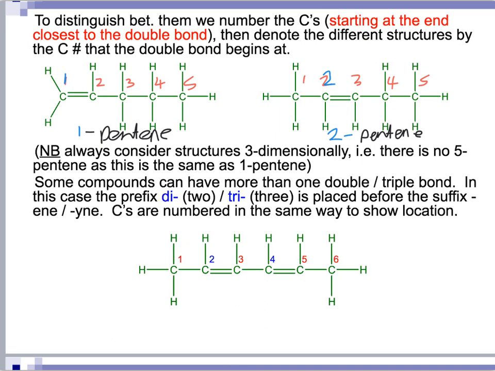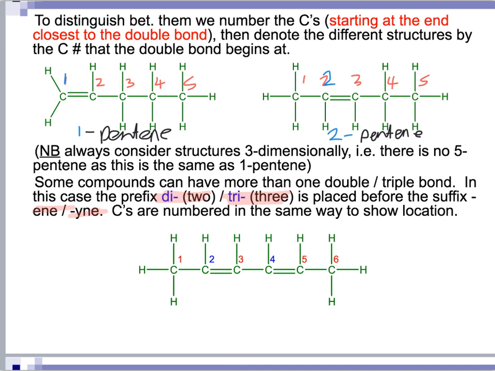So just like you've been doing with your isomers up until this point, you really have to think about what they would look like. Now, it is also possible that we can have more than one double or triple bond, and then we go back to those old prefixes of di for 2 and tri for 3 right before that suffix ene or yne. And then, of course, we number the carbons in the same way to show location.